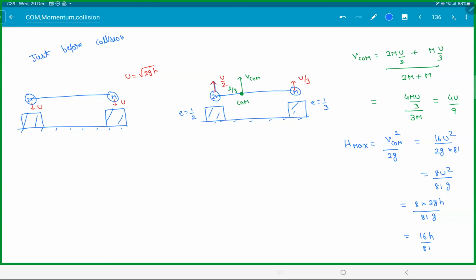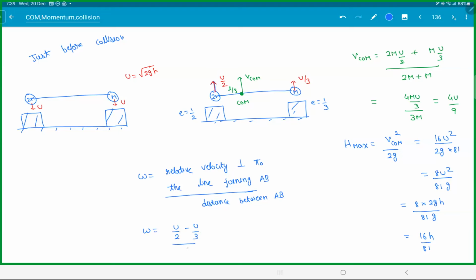Omega is easy. Do you remember the omega concept? Omega is what? Relative velocity. If 2 points are given, it's the relative velocity perpendicular to the line joining them, divided by the distance between A and B. We did this in circular motion. A and B are the 2 points. So here omega would be (u/2 minus u/3) by L, which is u by 6L. That's your omega.